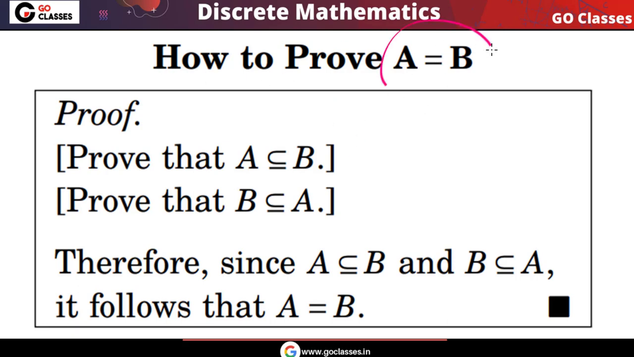So how to prove set A is equal to B? The idea is very simple. Prove that A is a subset of B. Also prove that B is a subset of A. How to prove A is a subset of B? Very simple. Assume that some element is in A, then you prove that it is also in B. Similarly, how to prove that B is a subset of A? Assume that some element is in B, then you show that that element is also in A. So this is the idea. Now let's take some examples.